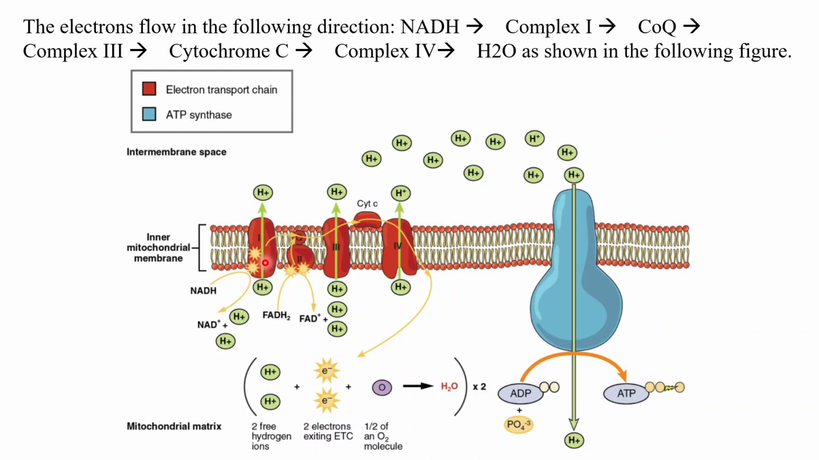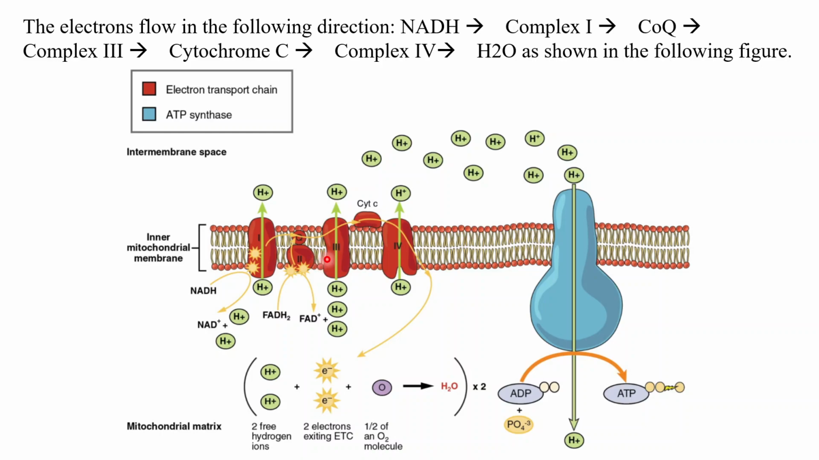First they give the electrons to complex 1. These star molecules are the electrons. Okay, so the electrons are transferred to complex 1. Then from complex 1, these electrons are transferred to the coenzyme Q that is attached over the complex 2. So this coenzyme Q takes the electrons from complex 1 and transfers them to complex 3.